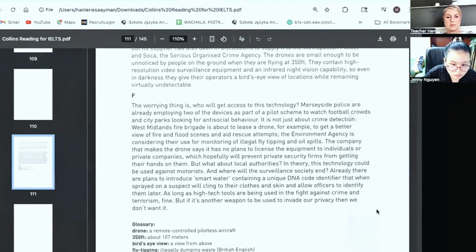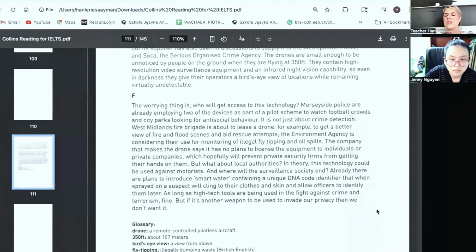But what about local authorities? In theory, this technology could be used against protesters. And where would the surveillance society end? Already there are plans to introduce smart bottles containing a unique DNA code that will cling to a suspect's clothes and skin and allow officers to identify them later. As long as high-tech tools are being used in the fight against crime and terrorism, fine, but if it's another weapon used to invade our privacy, then we don't want it.